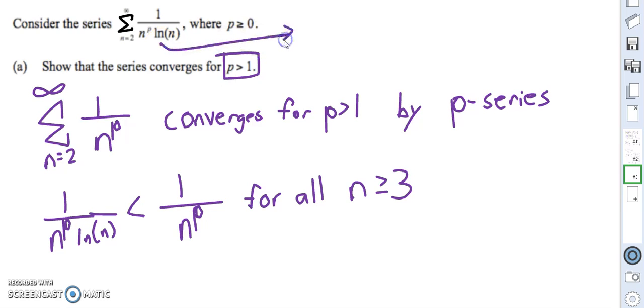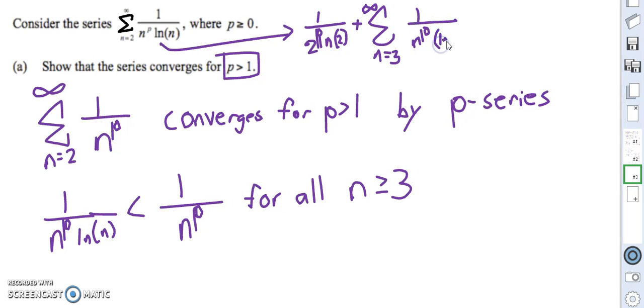The reason it's okay is because I could make this sum into, if I plug in 2, I get 1 over 2 to the p, ln of 2, plus the rest of the sum, from 3 up to infinity of 1 over n to the p, ln of n. And this I can prove converges with the direct comparison test. If the direct comparison test is going to let me prove this converges, then this part that I'm adding on is just a number that I add to something that converges, and that'll be okay.